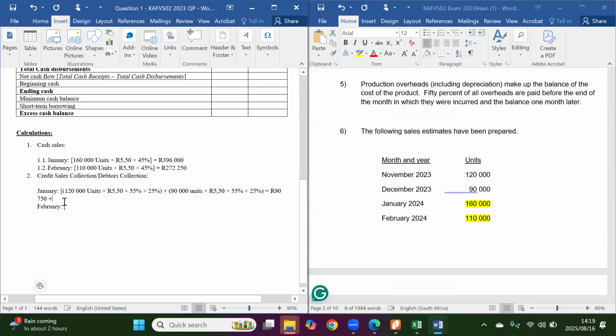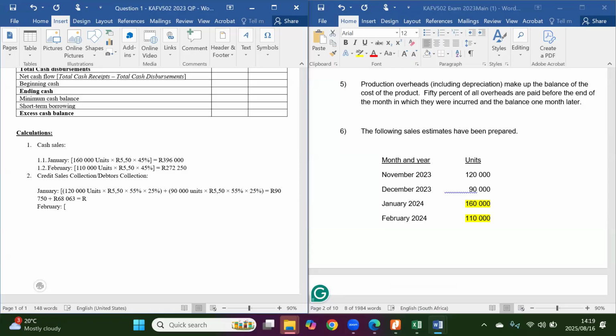It will give you an amount with the decimal, in this case 68,006. But you round it up to the nearest whole number. So that will give you 68,063 rands. Are we together? Yes. And then you add the two to give you the total collection for the month of January.